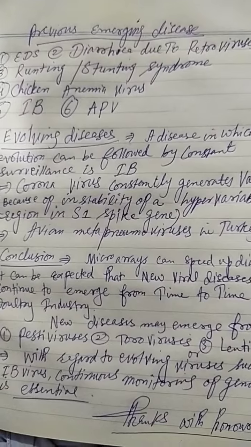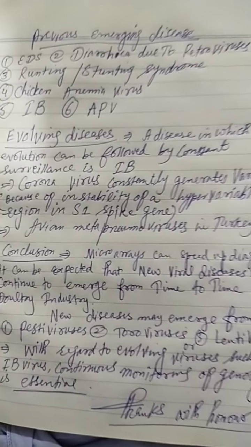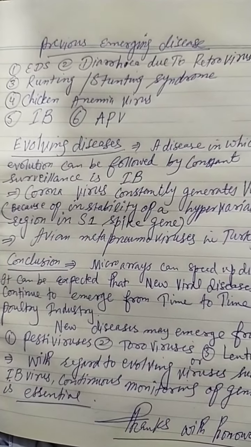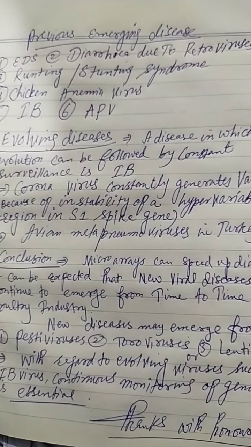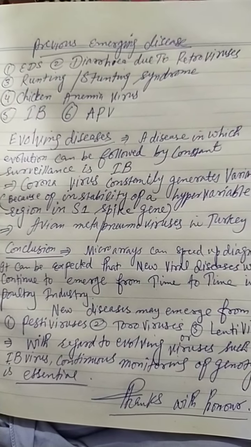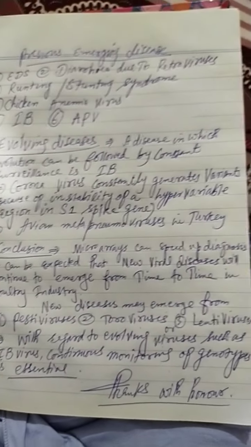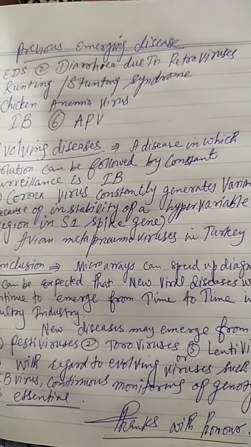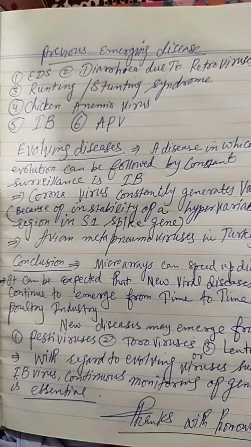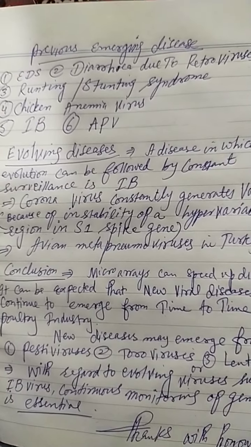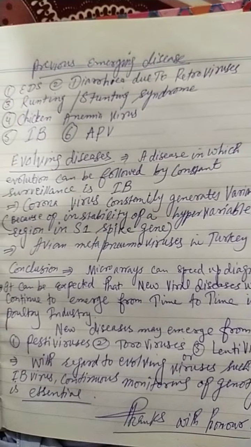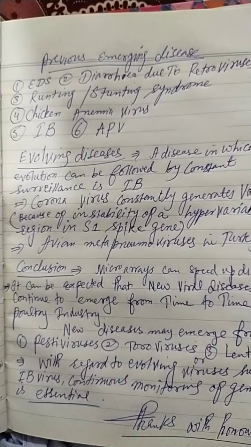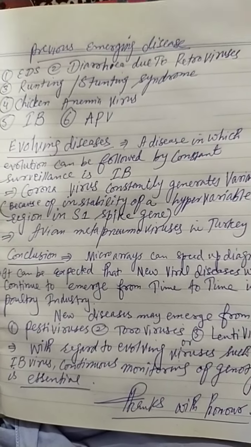Next are the evolving diseases. A disease in which evolution can be followed by constant surveillance is infectious bronchitis disease. Coronavirus constantly generates variants because of instability of a hypervariable region in the S1 spike gene. Avian metapneumoviruses in turkeys. All these are evolving diseases in poultry.